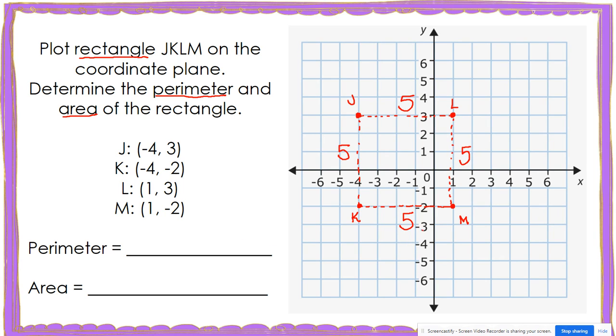To find the perimeter, I know that I would add the side lengths for the whole figure. So I would add 5 plus 5 plus 5 plus 5, and that would give me a perimeter of 20 units. To find the area of my figure, I know that I would multiply length times width. So in this case, I would multiply 5 times 5, which would give me an area of 25 square units.